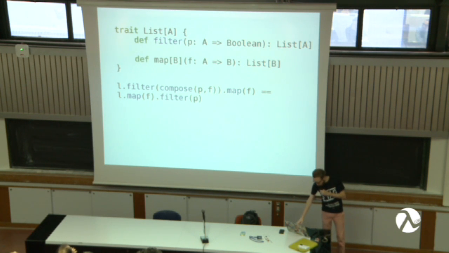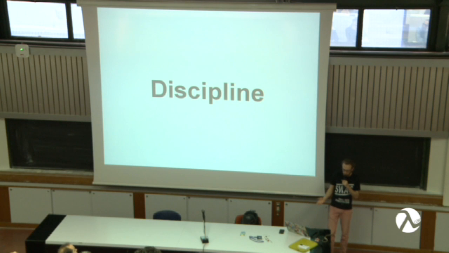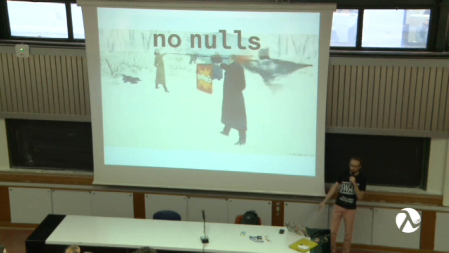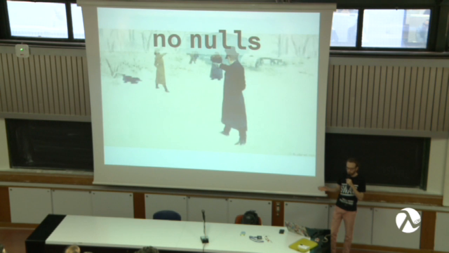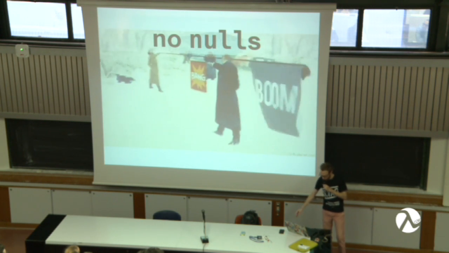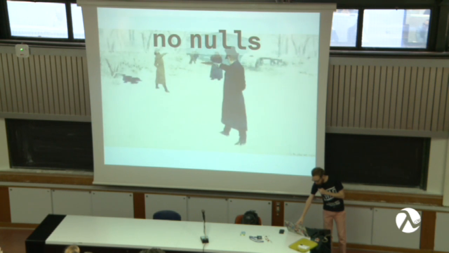Of course, all these properties hold if you have some discipline. The types we've seen have maybe only one meaningful implementation, but the actual possible implementations are not just this behavior. So, first thing which should be familiar to everybody now is that you should avoid nulls. Null pointer has been called the billion-dollar mistake by its creator. So, it should be obvious now.